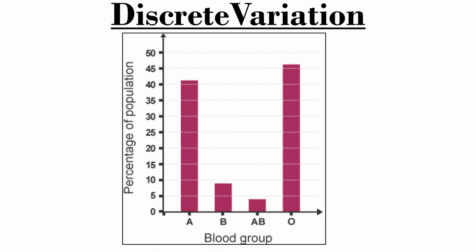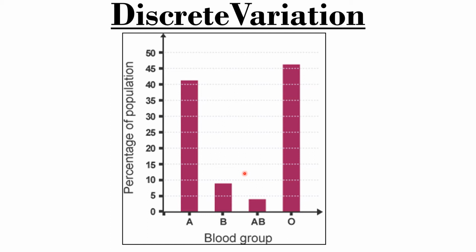Another one here, which is a good example, is blood groups. For blood groups, you've got a limited number of types, so you've got 4 there. So discrete variation, it's either one or the other, or in a small number of groups. You can see you've got the percentage of the population there.